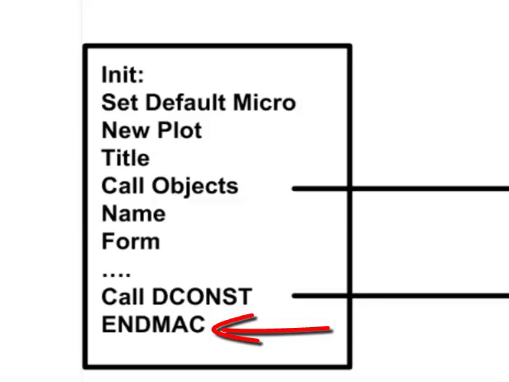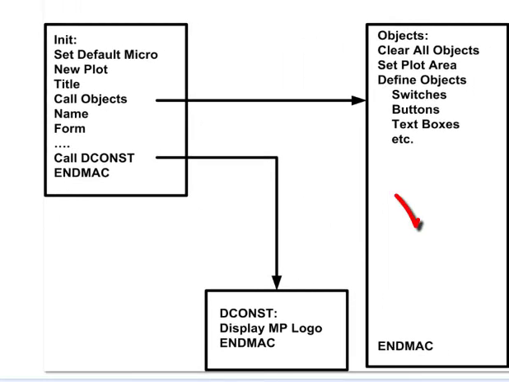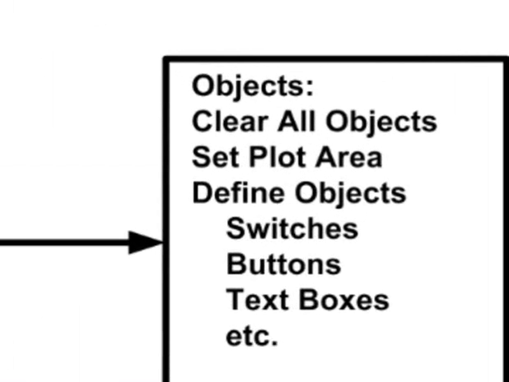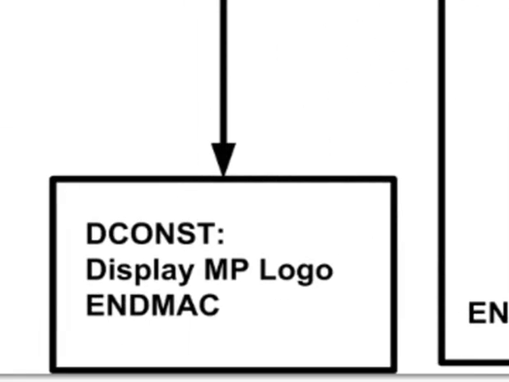The init section, as we've just pointed out, calls two other macros that act like subroutines, the objects and the DCONST. And just like a subroutine call, the objects macro loads all the buttons, switches, and labels and so forth, and then returns to the init routine. The DCONST is a small macro that simply puts up the MakerPlot logo at the top of the plot area.